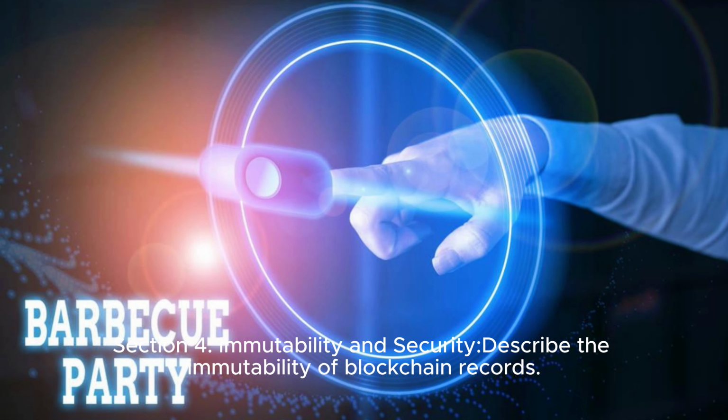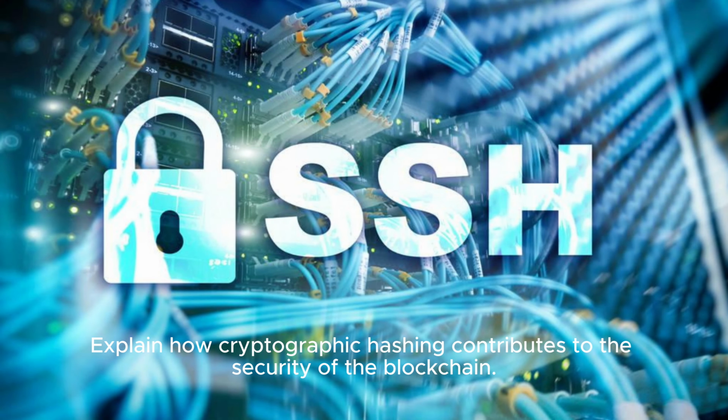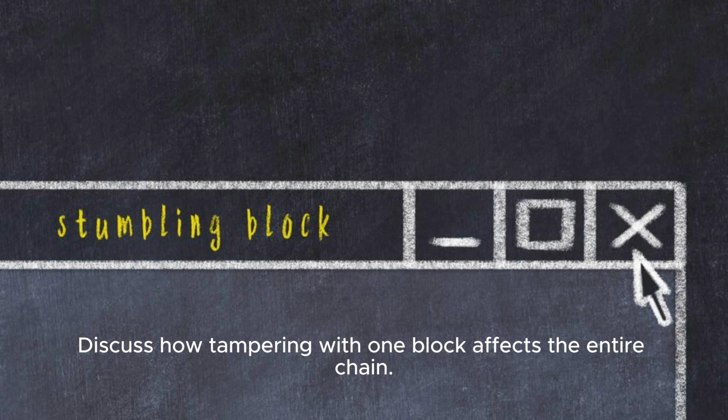Section 4. Immutability and security. Describe the immutability of blockchain records. Explain how cryptographic hashing contributes to the security of the blockchain. Discuss how tampering with one block affects the entire chain.